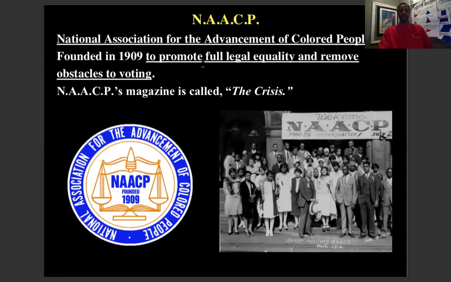The National Association for the Advancement of Colored People, or NAACP, was founded in 1909 by W.E.B. Du Bois with the mission to promote full legal equality and to gain the right to vote. They also published a magazine called The Crisis.